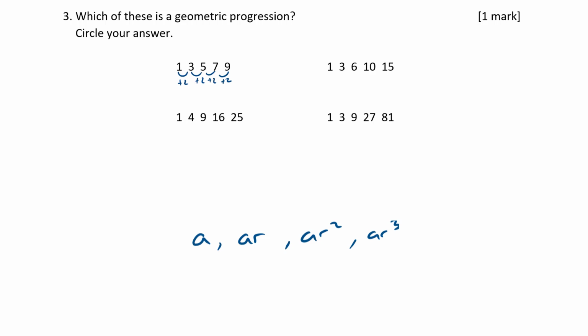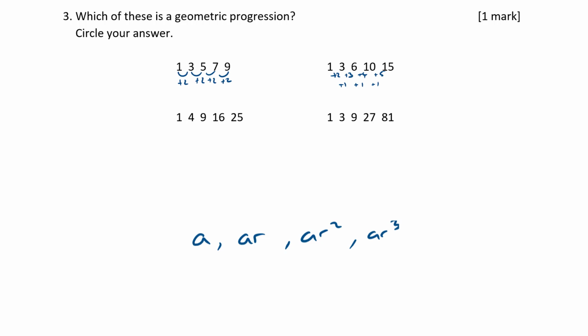This next sequence, 1 times 3 is 3, 3 times 3 is 9, not 6. This is plus 2, plus 3, plus 4. This looks like a quadratic sequence to me. Okay, it has a common second difference, doesn't it?